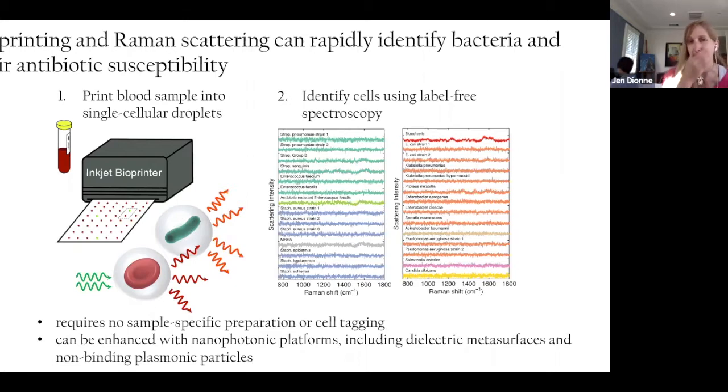And of course, the color is rather hard to distinguish, but what we do is use a label-free spectroscopy called Raman spectroscopy, where the laser light comes in and gets shifted based upon its interaction with the particular biological sample. So the advantage of this approach is that it requires no sample-specific preparation or cell tagging, so you don't need to know what you're looking for ahead of time. And we can also make the scattering from each sample quite strong using various nanophotonic tricks, so dielectric metasurfaces or non-binding plasmonic particles.